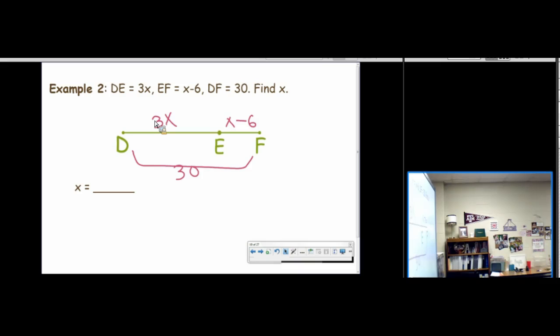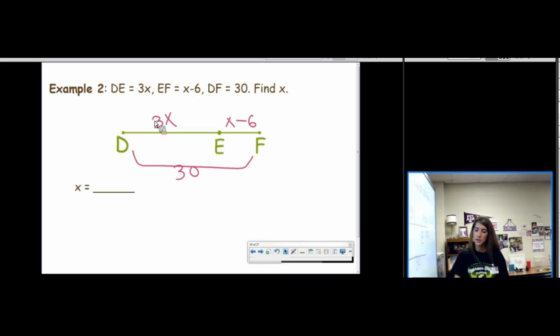Awesome. Thank you, ma'am. Okay, guys. Midpoint problem or segment addition problem? Did it say that E was the midpoint? Do you see tick marks? No and no. So segment addition. Absolutely.